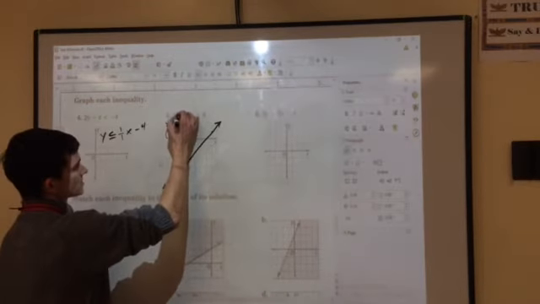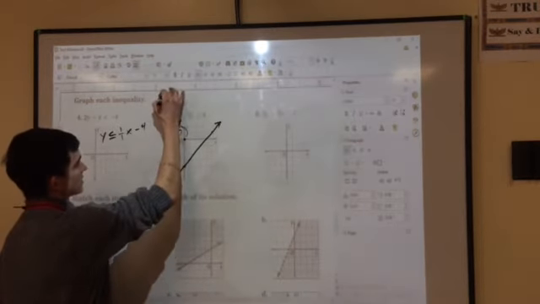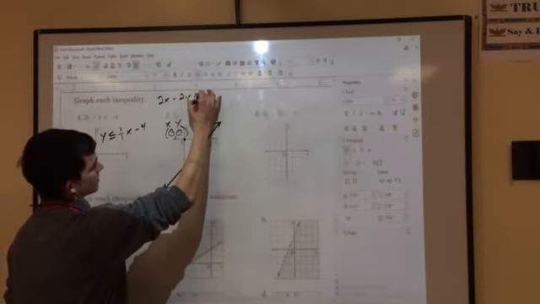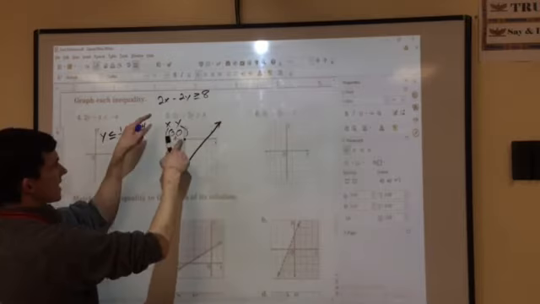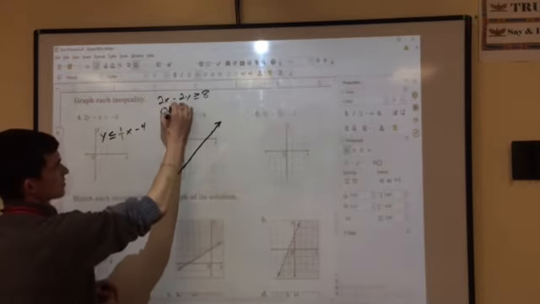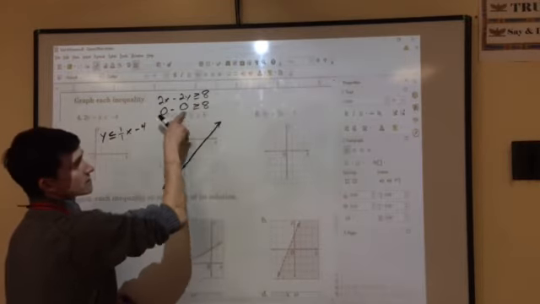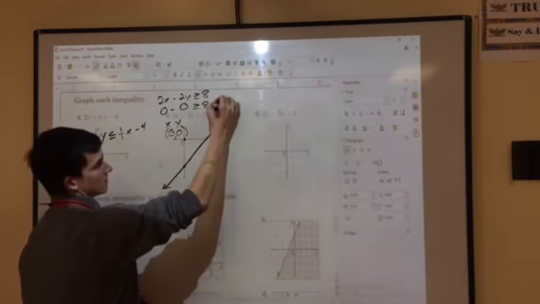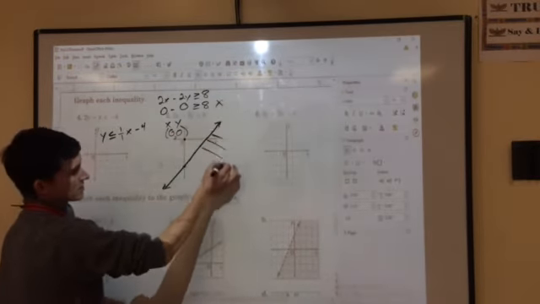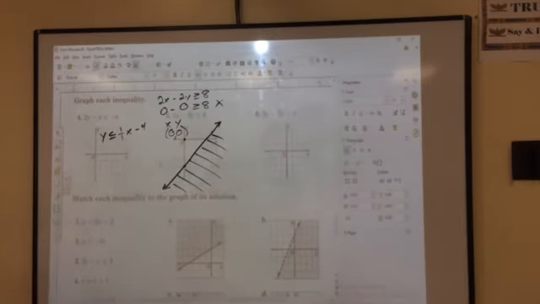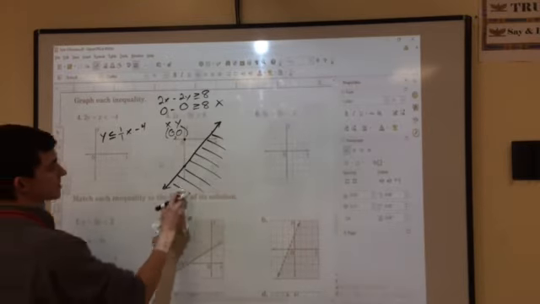Here's my equation again: 2x minus 2y greater than or equal to 8. So 2 times 0 is 0, minus 2 times 0 is 0, greater than or equal to 8. So is 0 greater than or equal to 8? No, false statement. So I'm shading on the other side from that dot, because that dot is not a true part of the statement.